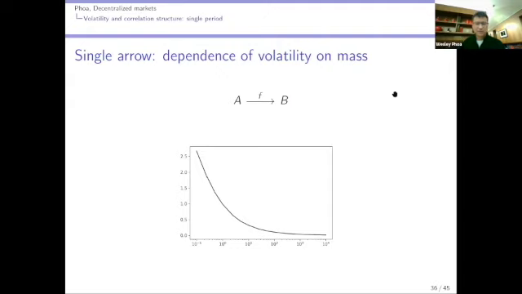Okay, let's go back to just the single period simulations where we can do a little bit more. I just wanted to show you some graphs on the volatility and correlation structure that's implied by this, because you can get a surprisingly rich structure from these very simple categorical definitions. So, single arrow from A to B. How volatile is that exchange ratio? How does that depend on the mass? The intuition is that the higher the mass is, the lower the volatility is, and this is indeed what you see in the chart at the bottom.